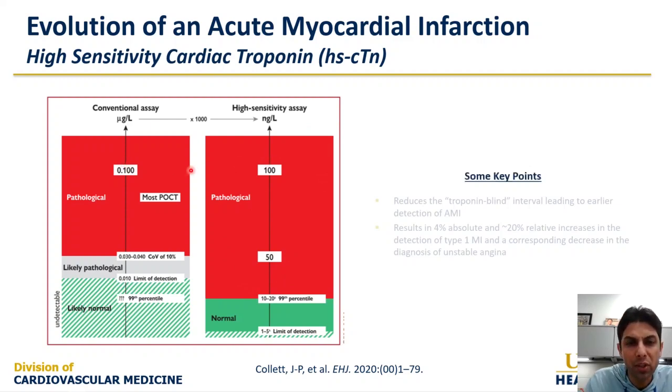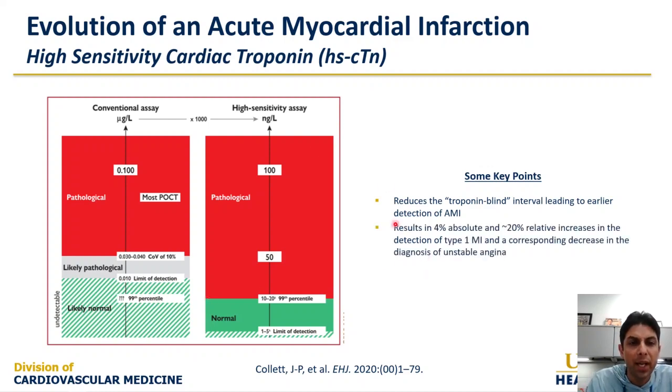So some key points about this: with a high sensitivity assay, we're able to reduce the troponin blind interval, leading to earlier detection of acute myocardial infarction. If we have a patient sitting in the emergency room, we're able to detect much earlier on whether they're having an acute myocardial infarction or not. So we can make a triage decision about whether they can go home or whether they need to undergo more observation. The other thing to remember is that the high sensitivity assay results in a 4% absolute and 20% relative increase in the detection of what's called a type 1 myocardial infarction.